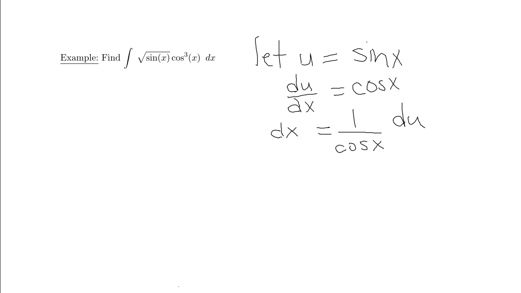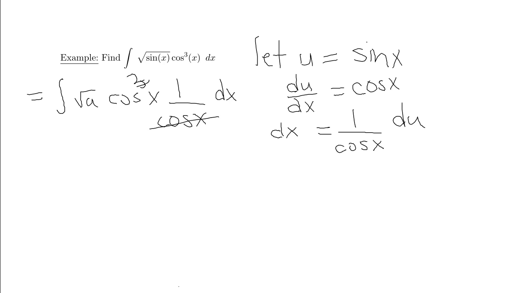Okay, so then the next step, step 2, is to substitute this into my integral. So I now have the integral of the square root of u, because I've called that sine x u. And my cosine cubed is going to just stay as it is right now. So cosine cubed of x. And for dx, I'm going to plug in 1 over cosine of x du. Okay, well, that means that one of my cosines is going to cancel on the top, so I'm left with a cosine squared of x. So I have the integral of root u times cosine squared of x du.